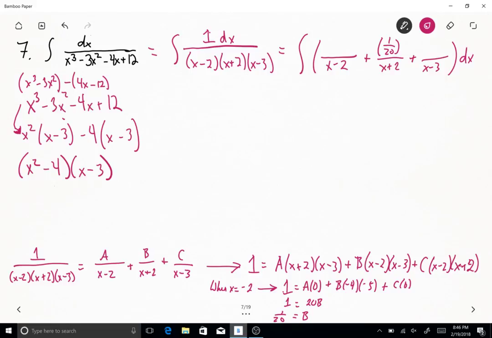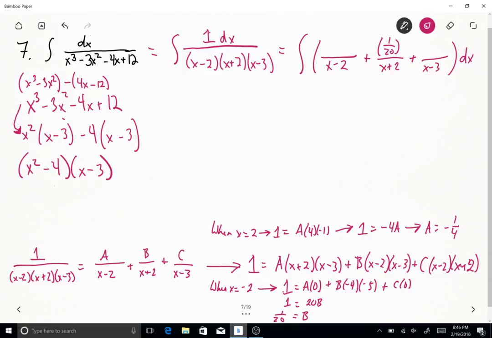Okay, so moving forward from here, when x equals, well, let's do positive 2. Notice what we get: 1 equals a times 4 times negative 1, and the other two terms are going to be 0. You can plug them in: 2 minus 2 gives you 0, and the c term, which has 2 minus 2, also gives you 0. So all you're left with is 1 equals negative 4a. That means a equals negative 1/4. So we have a negative 1/4 up in front of that x minus 2. Hopefully that makes sense at that part.